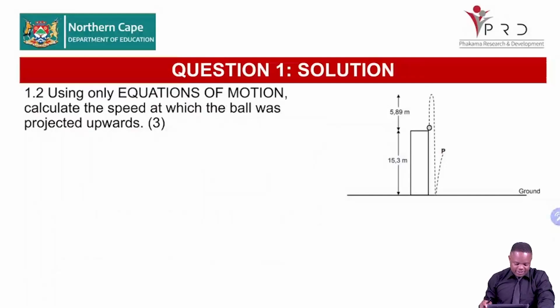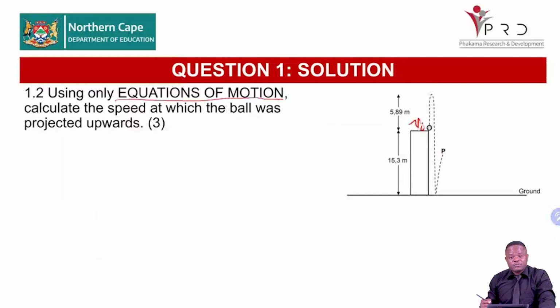Let us proceed. Using only equations of motion, calculate the speed at which the ball was projected upwards. So in other words, what do we want? We need the initial velocity. We shall call it VI, the initial velocity of the ball. And how can we get that?